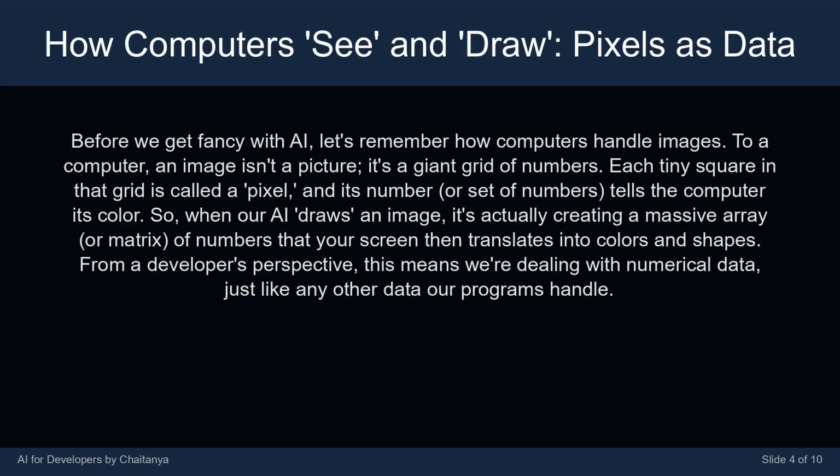Before we get fancy with AI, let's remember how computers handle images. To a computer, an image isn't a picture. It's a giant grid of numbers. Each tiny square in that grid is called a pixel, and its number, or set of numbers, tells the computer its color. So, when our AI draws an image, it's actually creating a massive array, or matrix, of numbers that your screen then translates into colors and shapes. From a developer's perspective, this means we're dealing with numerical data, just like any other data our programs handle.